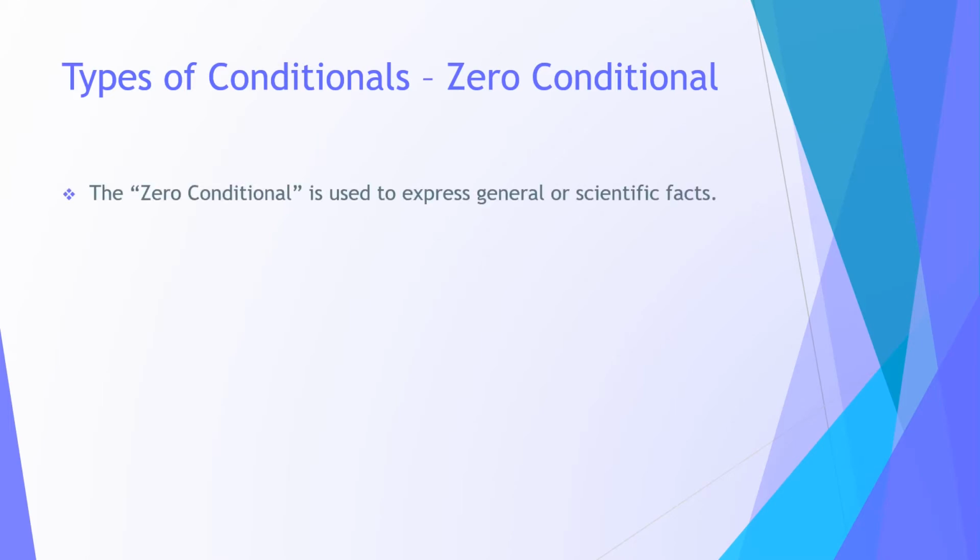So, the 0 conditional is used to express general or scientific facts and is the easiest way to use a conditional sentence. For example, if it rains, the ground gets wet. Let's take a look at how we form the 0 conditional.